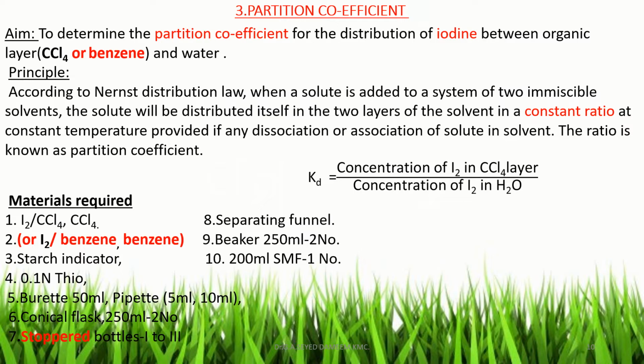Principle of the experiment: according to Nernst distribution law, when a solute is added to a system of two immiscible solvents like CCl4 and water, or benzene and water, the solute will distribute itself in the two layers of solvent in a constant ratio at constant temperature, provided there is no dissociation or association of solute in the solvent. This ratio is called the partition coefficient or distribution coefficient, with the symbol Kd, which is equal to the concentration of iodine in the organic layer divided by the concentration of iodine in the aqueous layer.